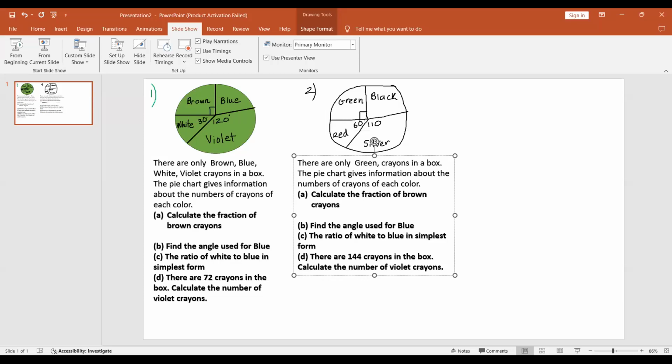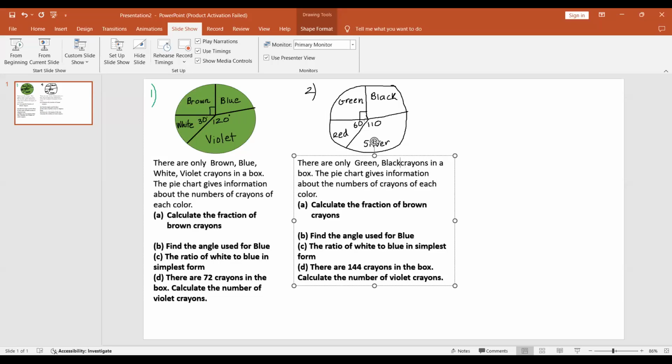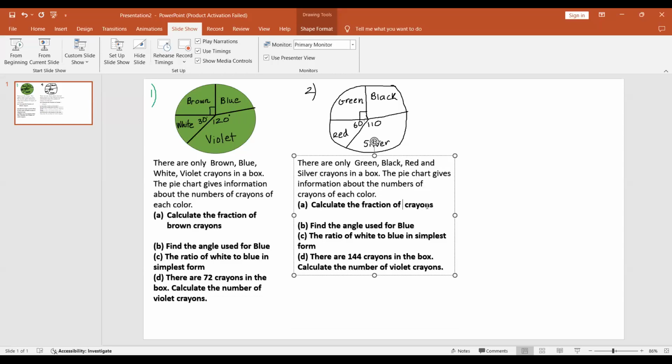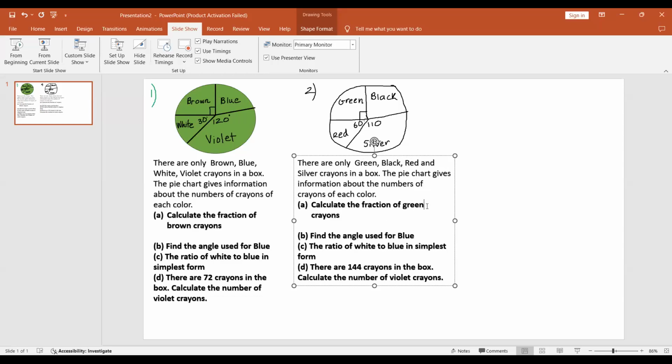We're only green. For this one, we have green, black, red, and silver crayons in a box. Calculate a fraction of, let's say, green crayons. Find the angle used for black, right? Write the ratio of red.